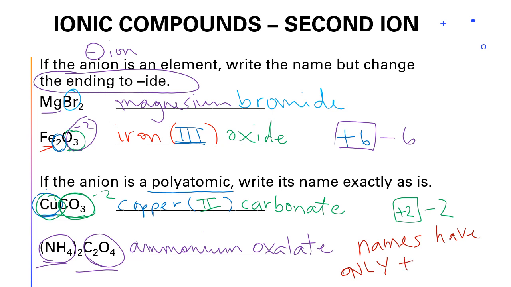Only 2 words. So ammonium oxalate, copper carbonate, iron oxide, even carbon monoxide for my covalent compounds. Names will only have 2 words. So when you see something complicated with 4 different elements in it, we're still going to split it up into 2 words.